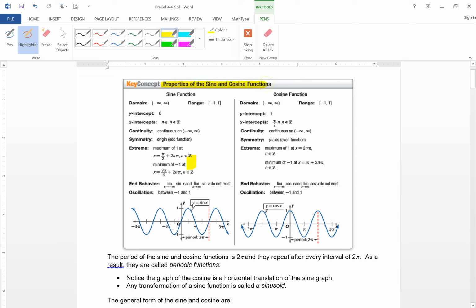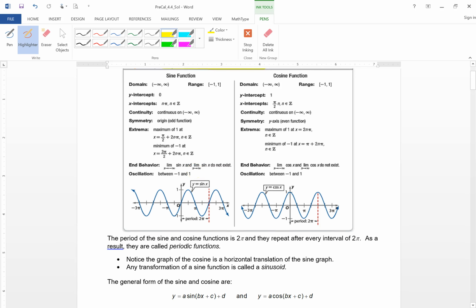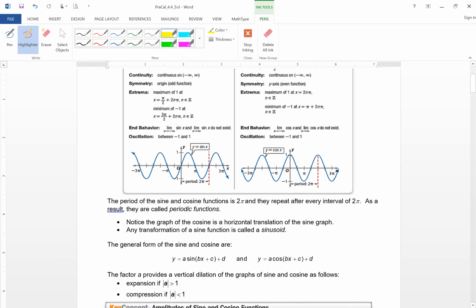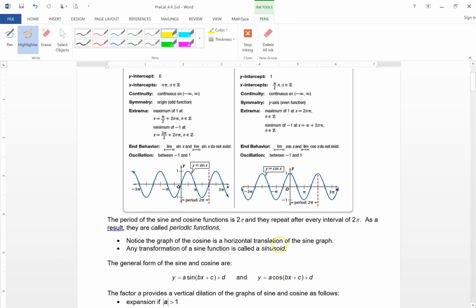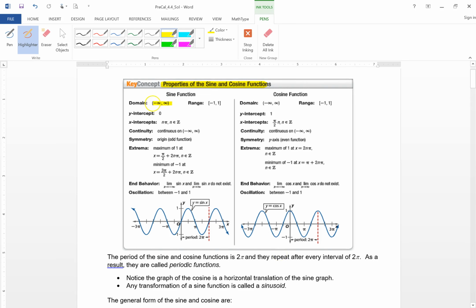All right, so let's talk about sine and cosine. So sine and cosine are waves. Okay. Here's an example of how sine of x looks, and here's an example of how cosine of x looks. Okay. So the domain for both sine and cosine is all real numbers. You need to know that.